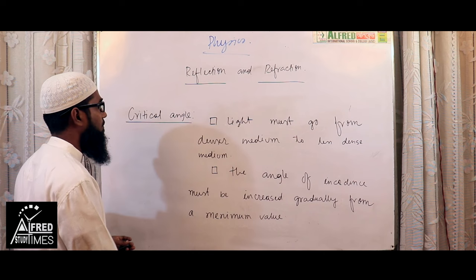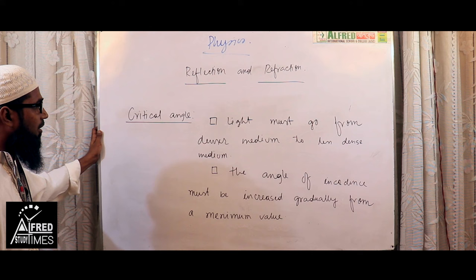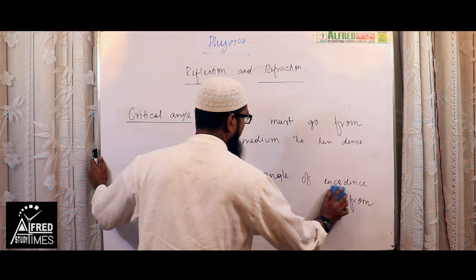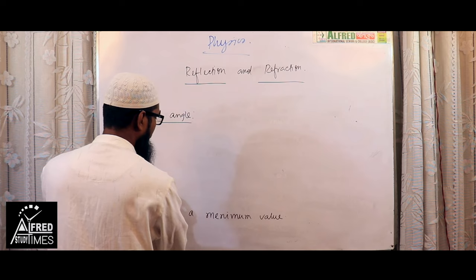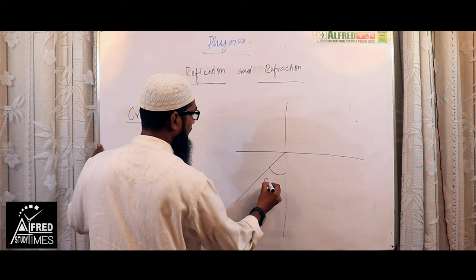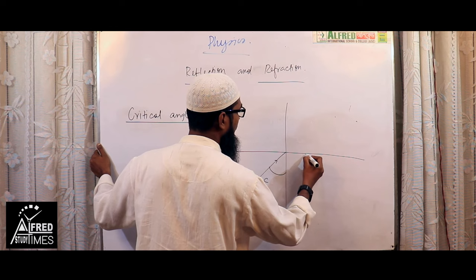So now we have learnt about the critical angle. The critical angle is the certain value of the angle of incidence for which the angle of refraction is 90 degrees. Now this is a very interesting term of physics, that is total internal reflection. What happens after this? I am going to the diagram again, and suppose this is critical angle C. For this angle, the angle of refraction is 90 degrees.